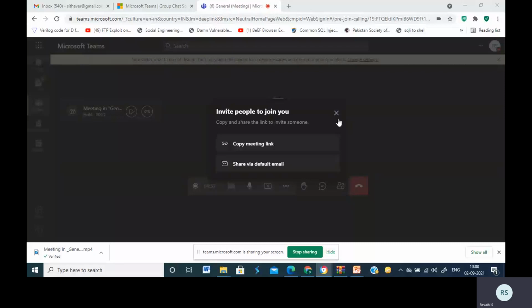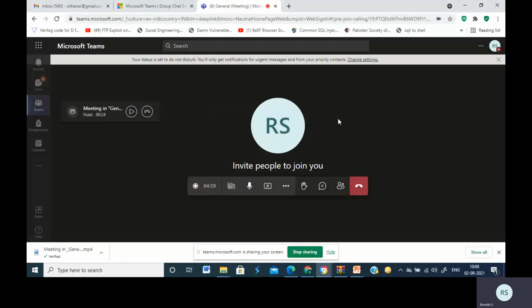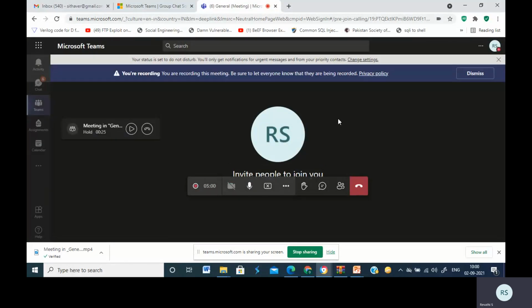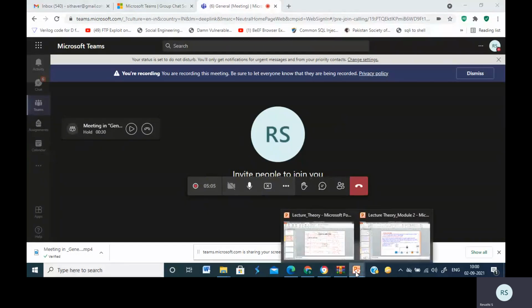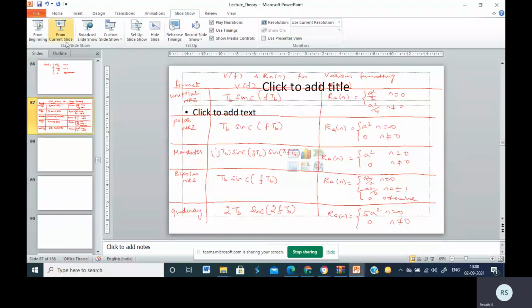Understood how to find the derivation for... I think I have started recording. Okay, how to find the derivation for getting RA of n and V of f, for various formatting techniques.